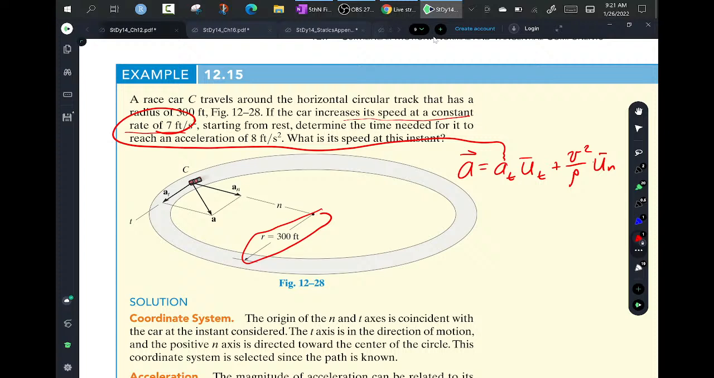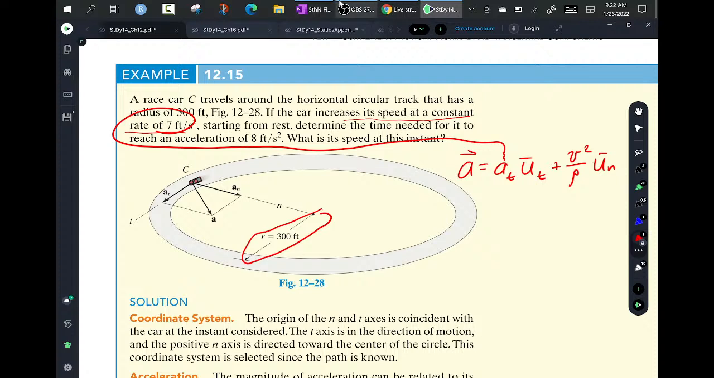If the car has a radius of... and increases at a speed, starts from rest, determine the time needed for it to reach an acceleration of 8 feet per second. What is the speed at this instant?